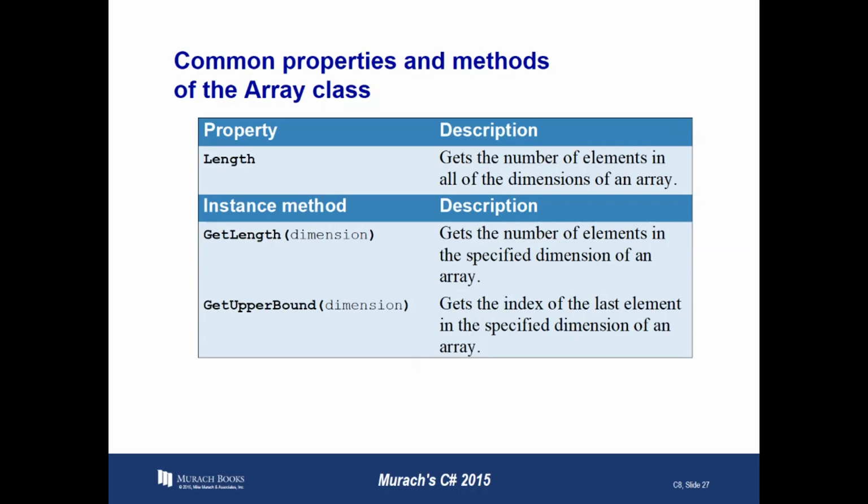Here are some common properties and methods of the array class. Length gets the number of elements of all the dimensions of the array. So in a 2-dimensional array, length would be the number of rows times the number of columns. For a jagged array, we can get back out the size of the individual arrays that way. Or this gets the index of the last element of a specified dimension of an array.